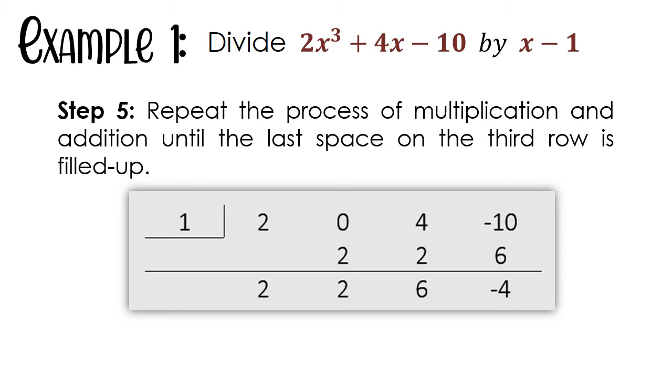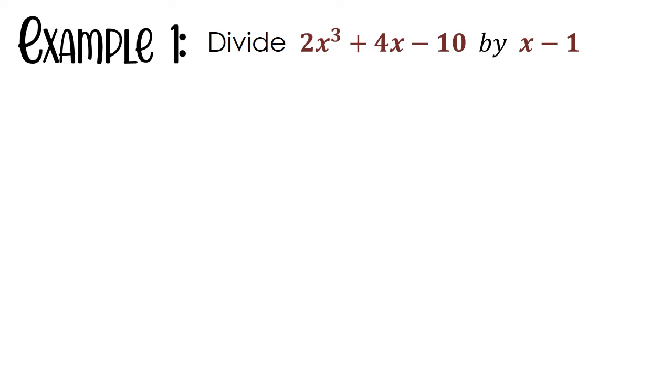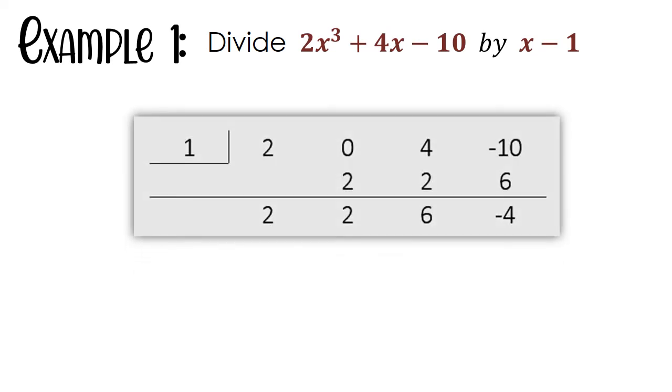So how are we going to write our quotient? Take note that the degree of the quotient is always the difference between the degrees of the dividend and the divisor. Now, our answers are 2, 2, 6, and negative 4. How are we going to write our quotient? Again, according to our note, the degree of the quotient is always the difference of the degree of the dividend and the degree of the divisor.